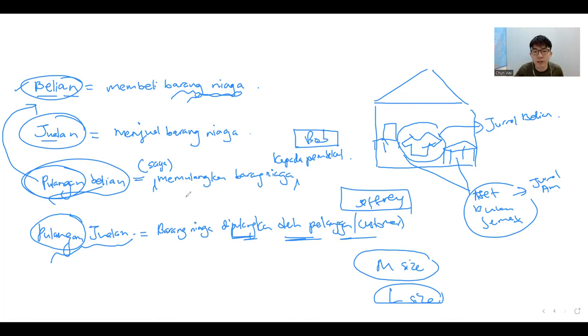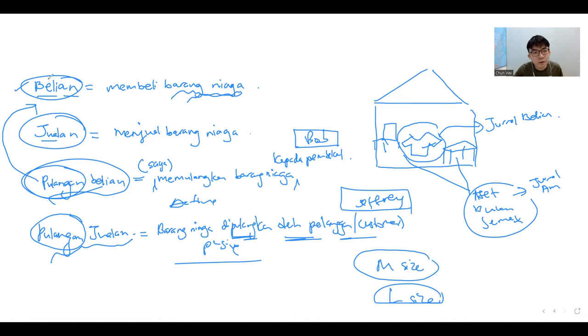This is a passive form. This is the active. This is a passive. So, do you understand or not? PJ, pulangan jualan. If yes, give me a PJ in the chat box. Alright, so make sure you understand all these terms.